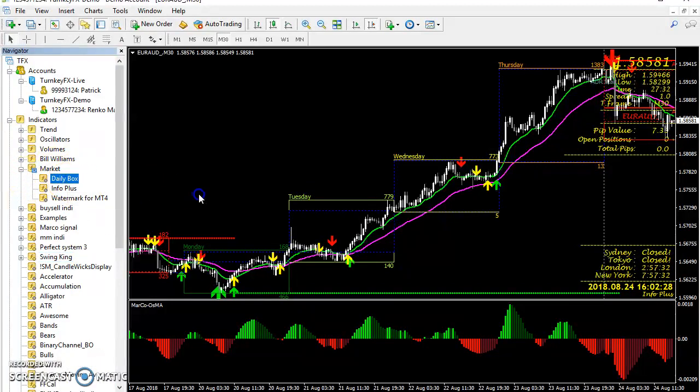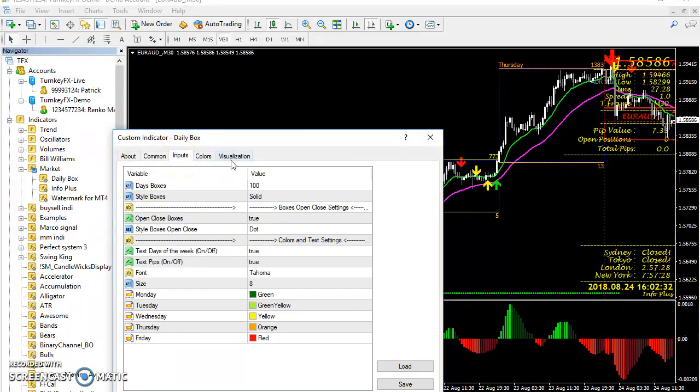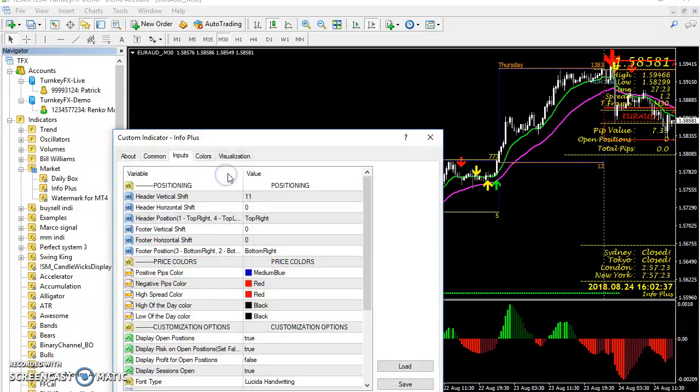And all you have to do is just drag and drop. That's all you have to do. So daily box, you don't have to change colors or anything. It'll automatically print these colors. Under info plus, you just drag and drop. And right here is where you can change these colors to whatever you want it to be.